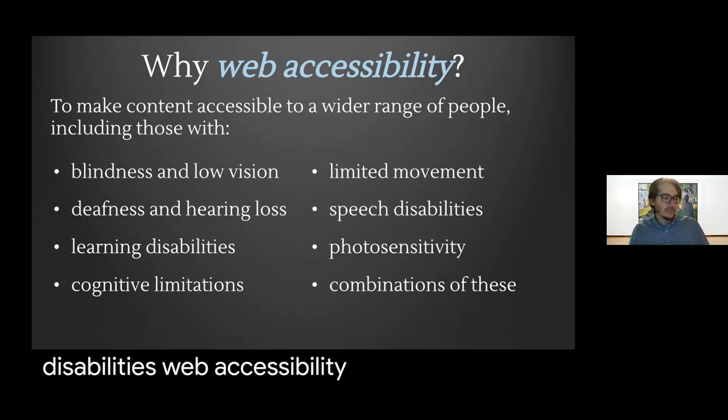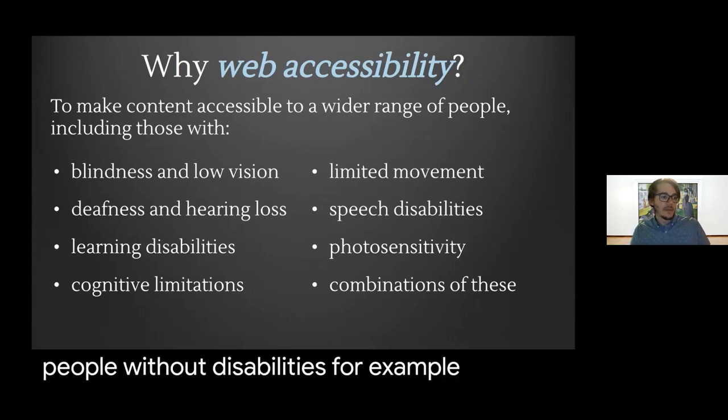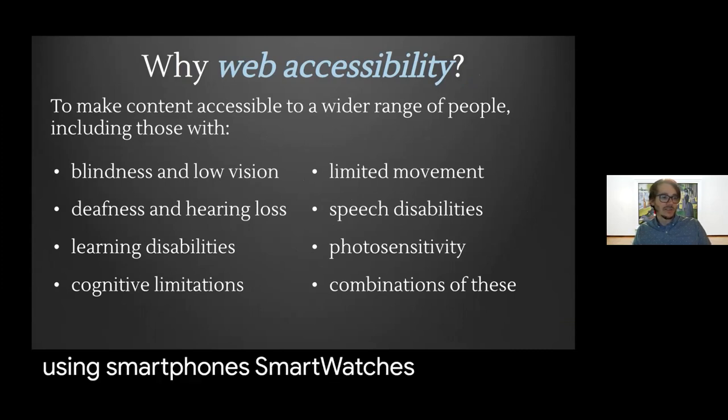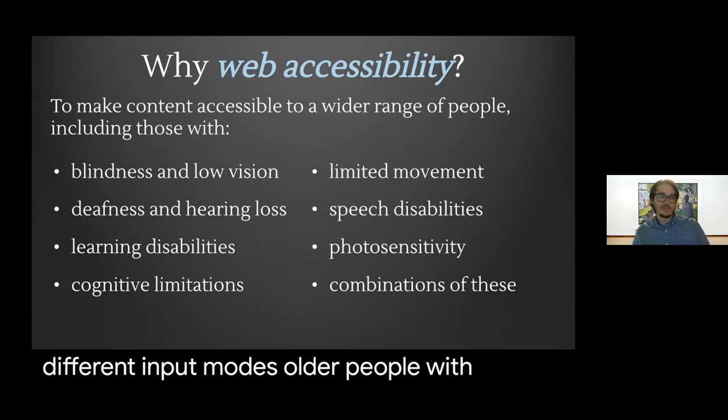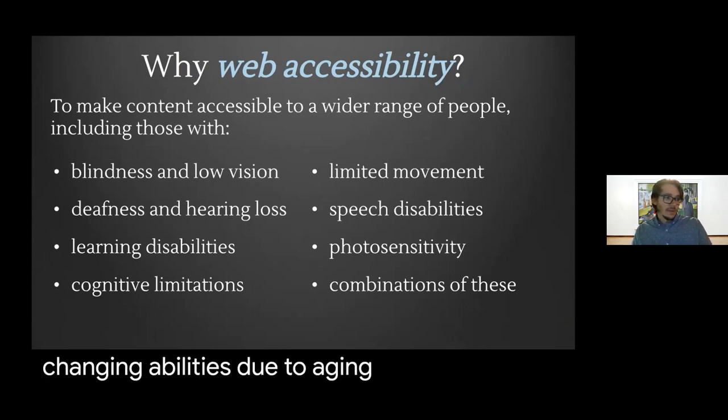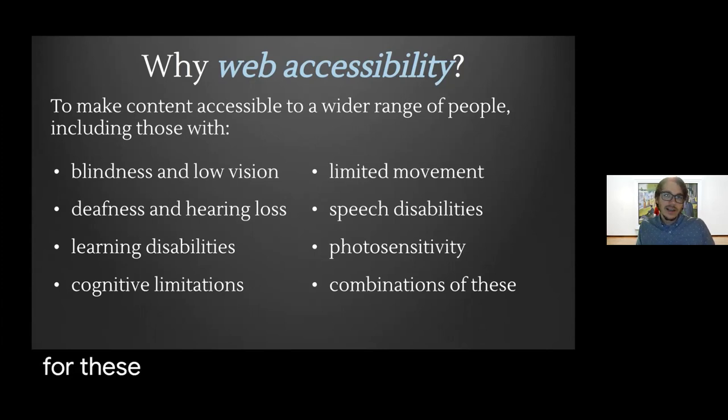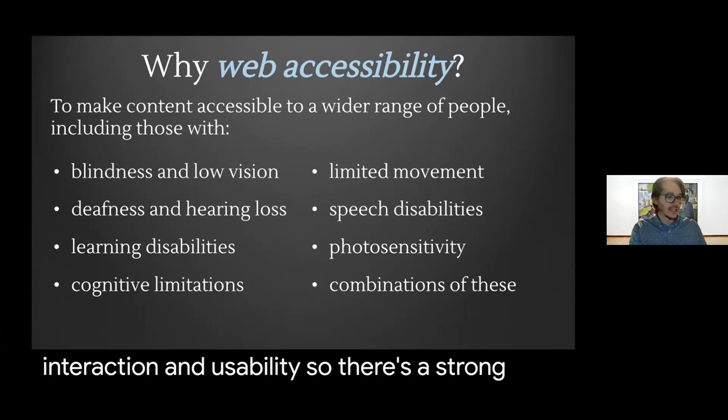Web accessibility also benefits people without disabilities. For example, people using smartphones, smartwatches, smart TVs, and other devices with small screens and different input modes. Older people with changing abilities due to aging. People with temporary disabilities, such as a broken arm or lost glasses. People with situational limitations, such as in bright sunlight or in an environment where they cannot listen to audio. For these reasons, accessibility overlaps with other best practices, such as responsive web design, device independence, multimodal interaction, and usability. So there's a strong business case for it.